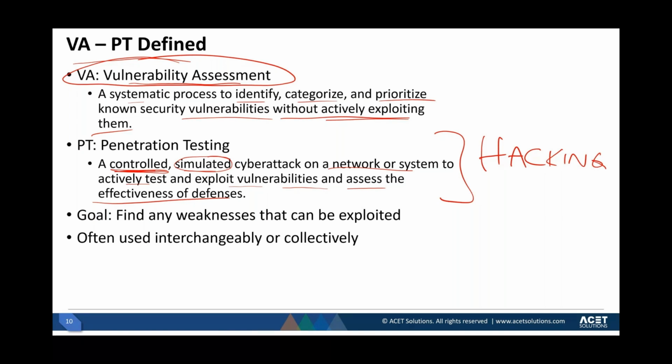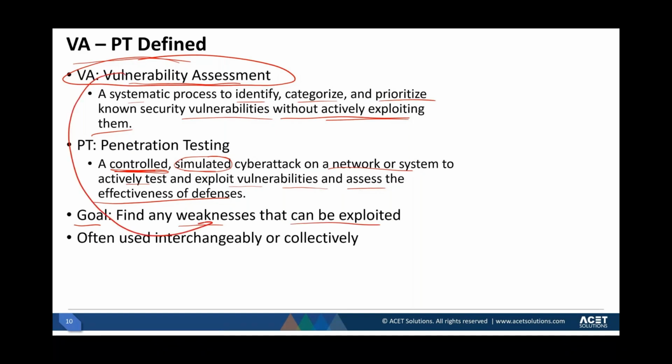While the goal is the same in both cases, which is to find any weaknesses that can be exploited, even if you're doing vulnerability assessment, in the end, you're just trying to find weaknesses that may be exploited by a potential attacker. And of course, if you're doing pen testing, once again, you're testing those defenses to see if the defense is strong enough, or if there are still any weaknesses in the defense.